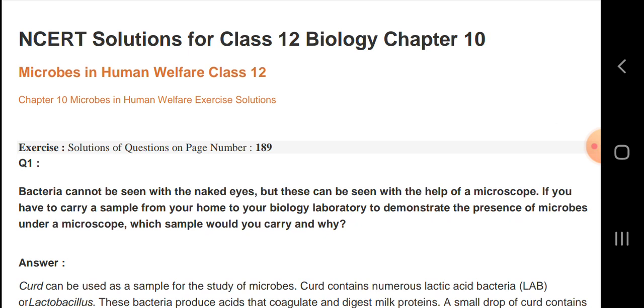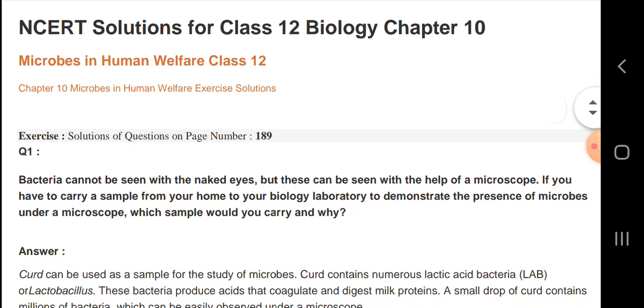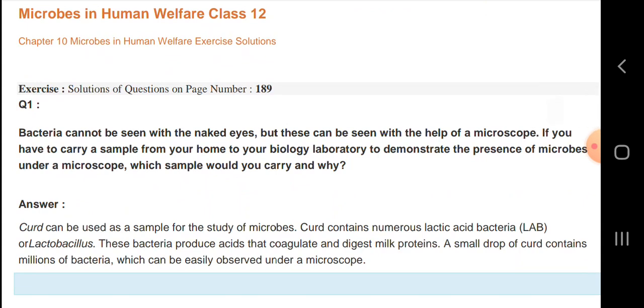Bacteria cannot be seen with naked eyes, but they can be seen with the help of a microscope. If you have to carry a sample from your home to your biology laboratory to demonstrate the presence of microbes under a microscope, which sample would you carry and why? Curd can be used as a sample for the study of microbes.